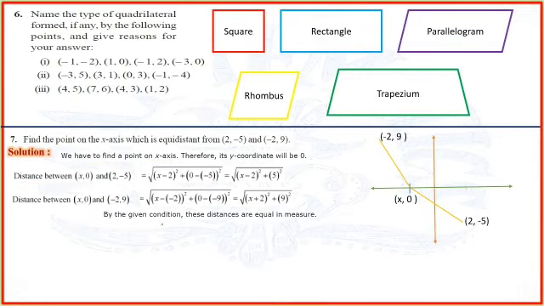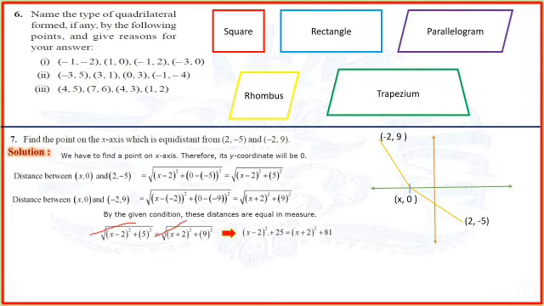So that means these are equal in distance. So by the given condition, these distances are equal in measure. Therefore the left hand side is equal to the right hand side. Squaring both the sides, what will happen? The square root will be cancelled.